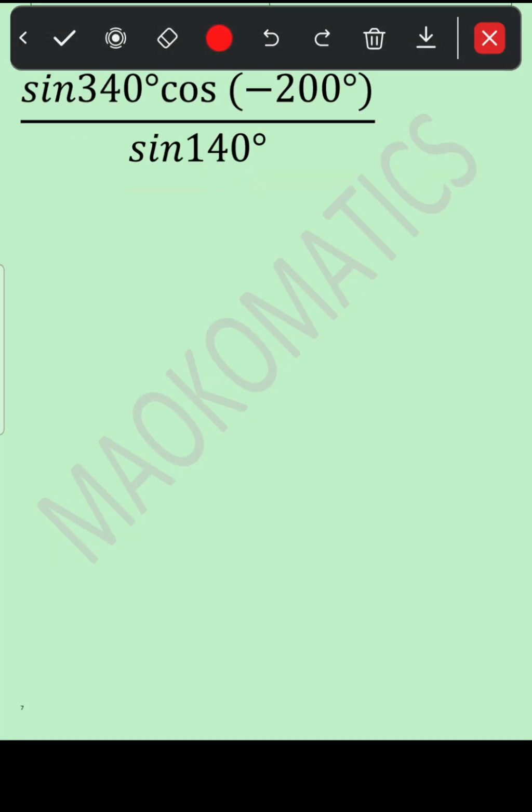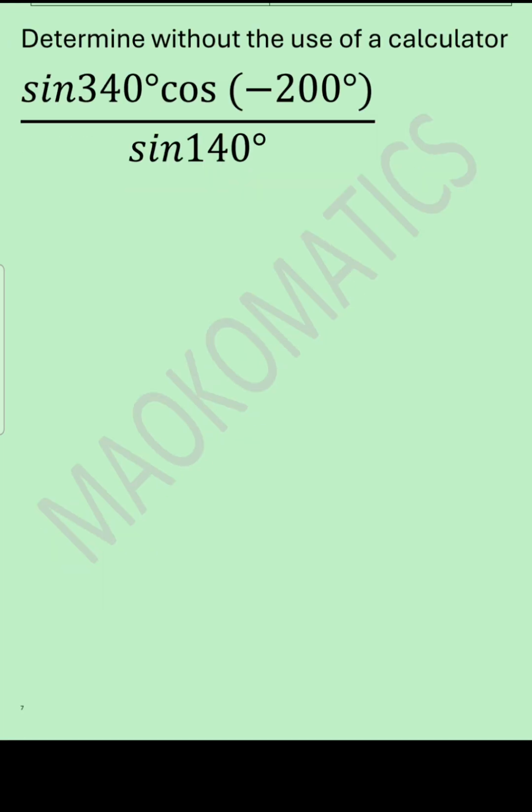Now they say determine this. If I look at this angle, this is an angle bigger than 90, so it must be reduced. This is an angle bigger than 90, it must be reduced. This is an angle bigger than 90, it must also be reduced. So now when I do reduction, I use the arc method.